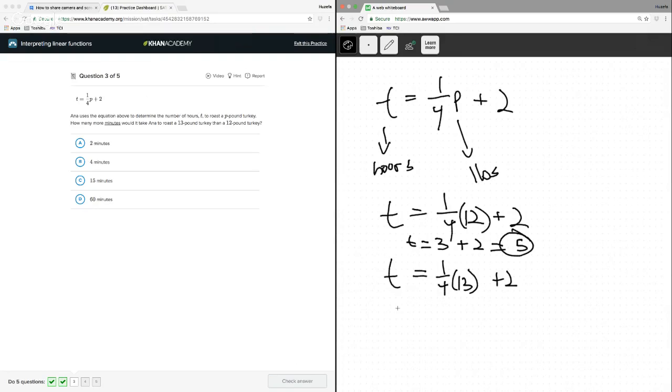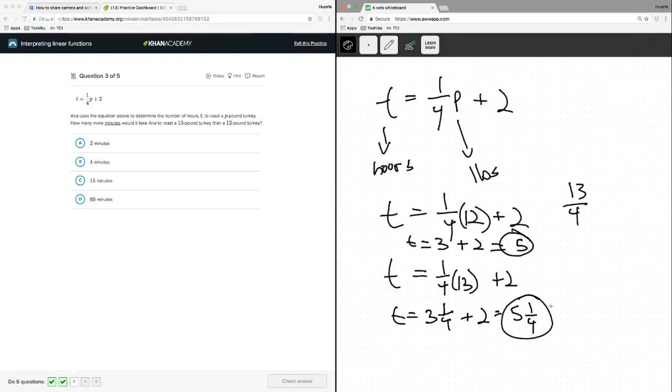What about 13? Now, what is 1/4 of 13? It's 13/4. But how would we represent that? Well, that actually becomes 3 1/4. We could also say 3.25, whatever you prefer. This reduces to 3 1/4 because 4 goes into 13 3 times, and we have 1 left, plus 2. We add the whole number pieces together, and that's 5 1/4 hours.